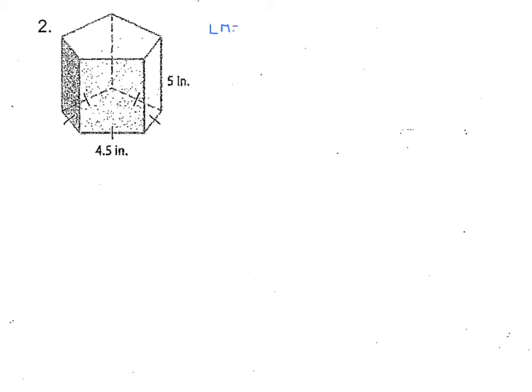Lateral area equals, I'm just going to work down here, P times H. Remember, P is the perimeter of my base. So in this case, I have 4.5 as my side length times 5, since I have a pentagon, 5 equal sides. And the height of my prism is also 5, the distance between the two bases.